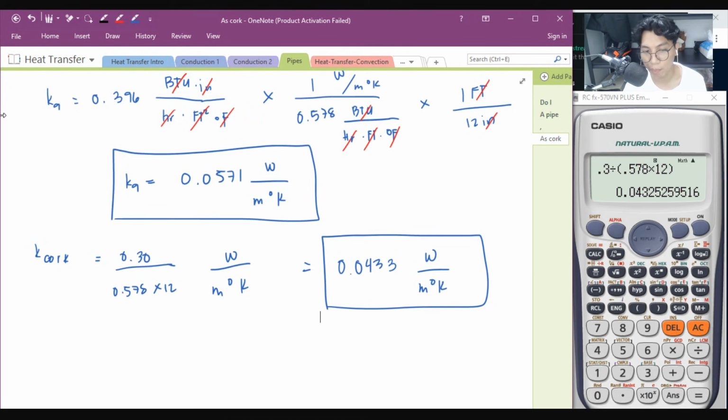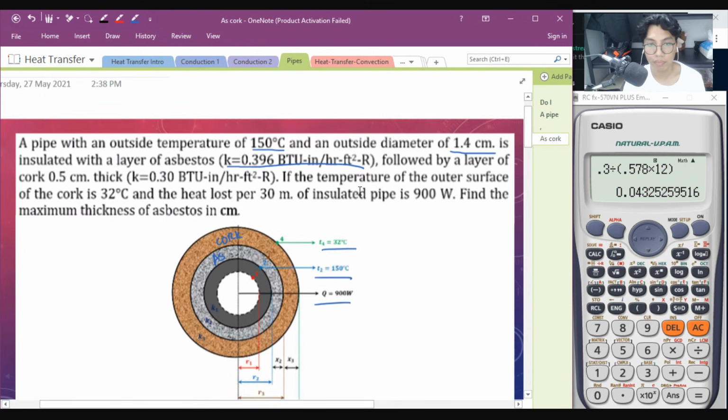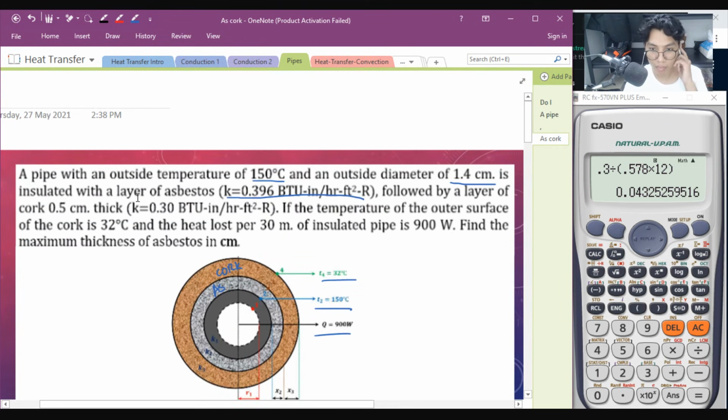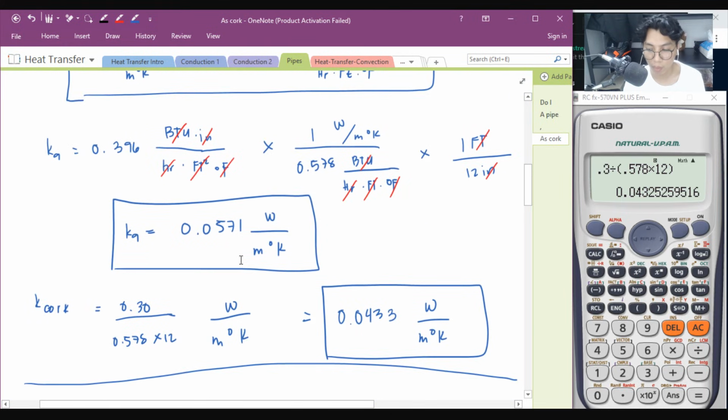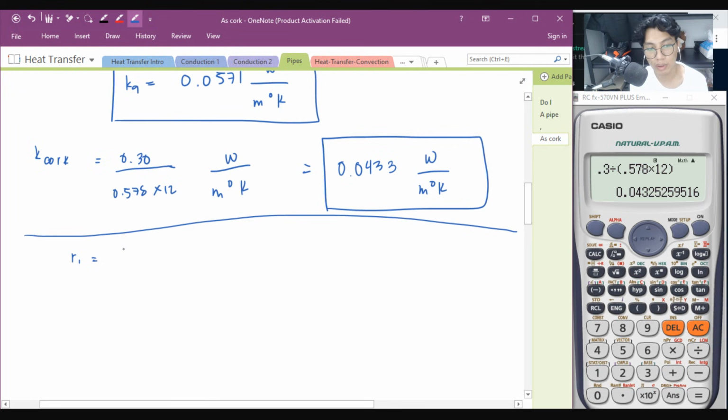And then, hanapin mo na kagad yung mga radius. Okay, lagyan natin linya dyan para hindi nakakalito. Radius 1. Ano yung radius 1 na binigay mo dyan? R1. That is 1.4 cm or in millimeters, 14 millimeters. So, hindi radius yan. That is the diameter. 14 millimeters divided by 2 o 7 mm.